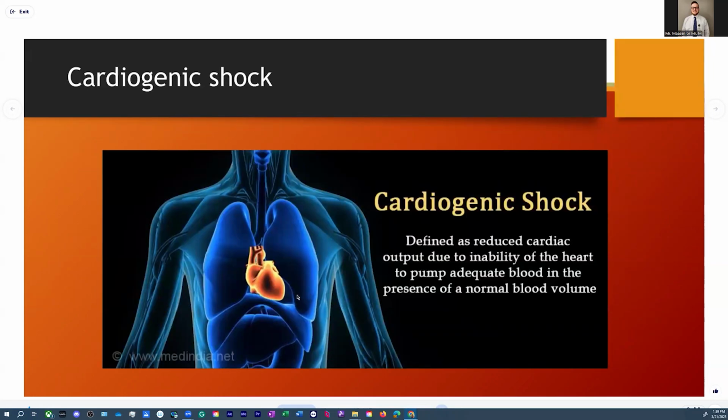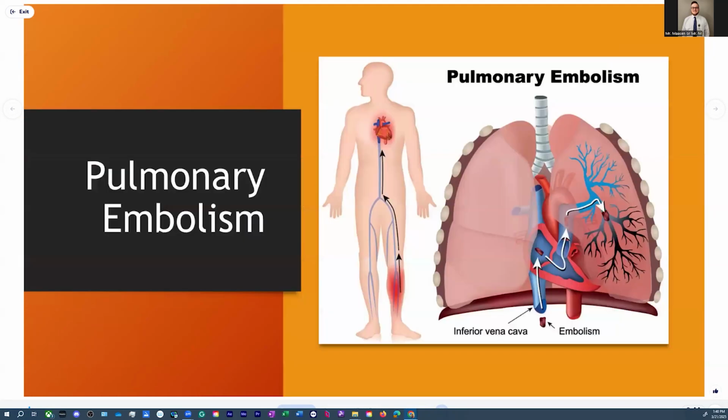Cardiogenic shock is basically when the cardiac output is just so low and there's an inability of the heart to pump effectively. So normal blood volume is just decreased. And this is where you get multi-organ system failure, where the kidneys start to fail and the liver, organs that are designed to have a lot of blood flow, start to fail.